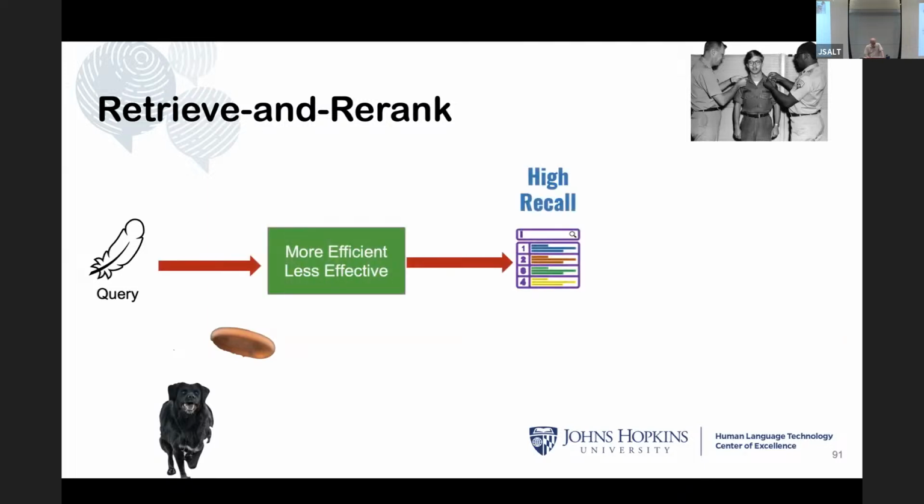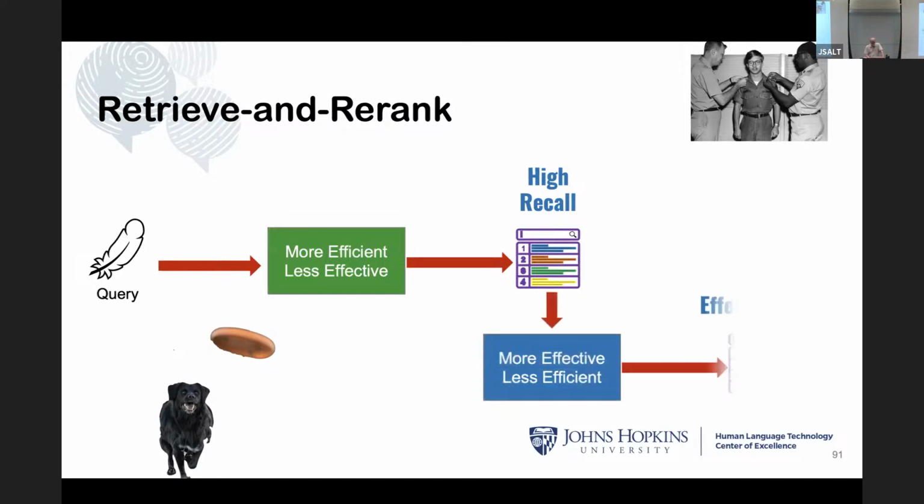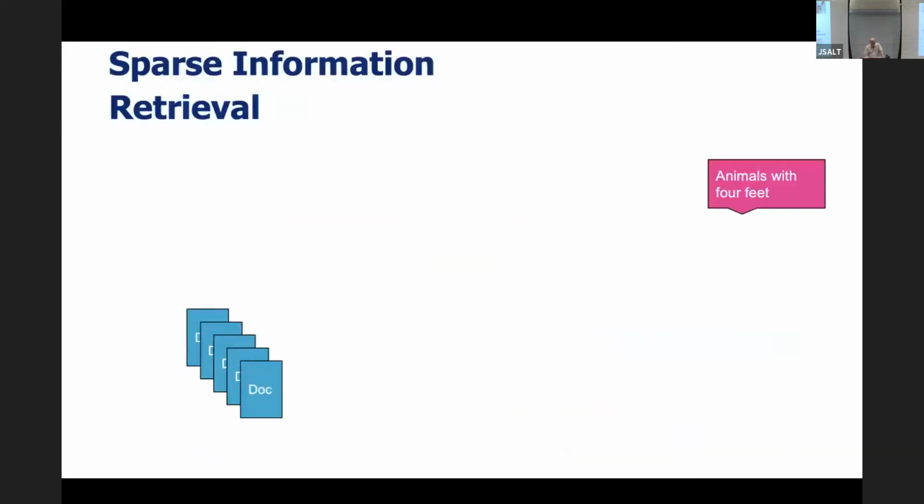So the first stage is a more efficient but less effective method that generates a high recall list. That is, most of the relevant documents you hope are in that list. And then you use a more expensive system to re-rank those. So this is an important technique that essentially uses 2 underlying techniques, but it's an important way to use an expensive approach and still have reasonable response time. Okay.